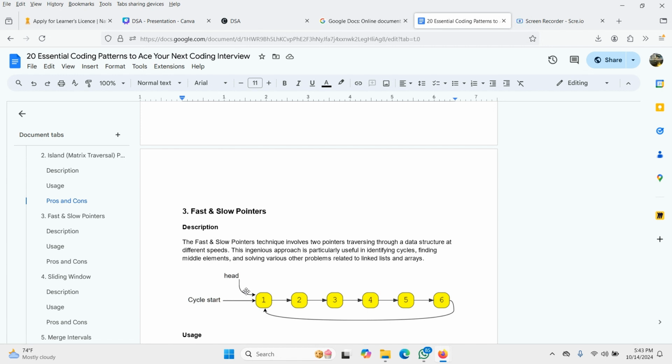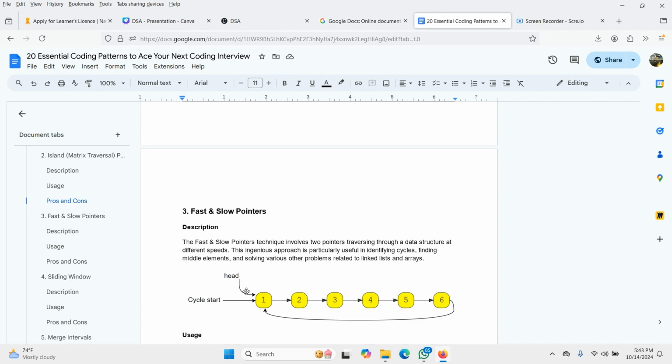For linked lists, there are about 13 questions asked in interviews, and these questions are based only on the fast and slow pointer. You can also call these the rabbit and tortoise problems. This coding pattern, the fast and slow pointer approach, is particularly used when identifying cycles.